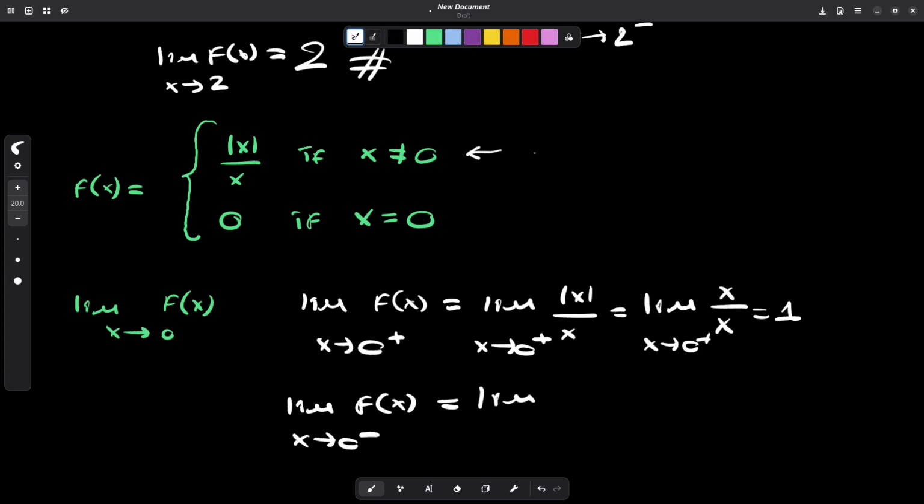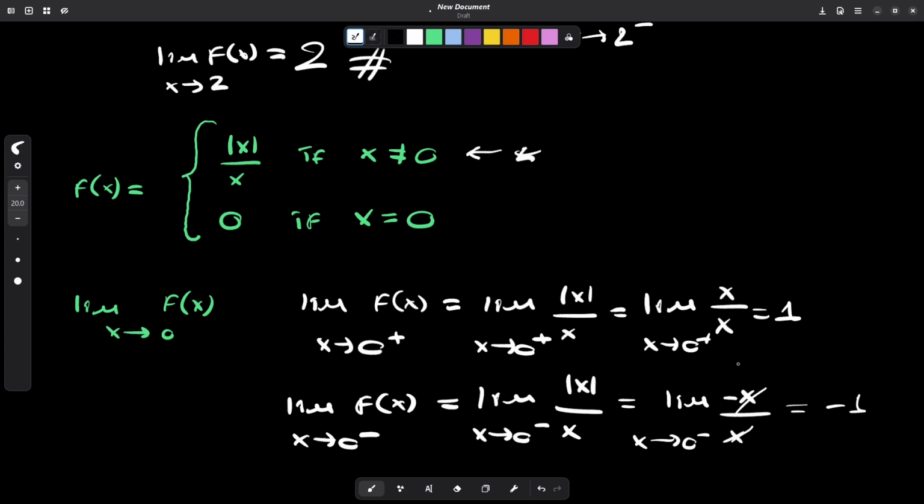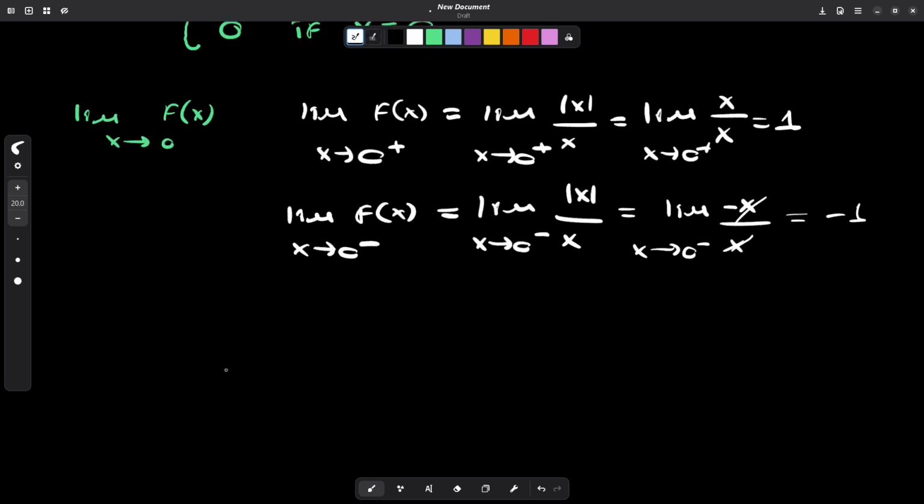What about the limit of f(x) as x approaches 0 from the left side? Again, I'm not equal to 0. I have to use this rule. Absolute value of x over x as x approaches 0 from the left side. Left side of 0 is negative. This absolute value comes out as negative x over x as x approaches 0 from the left. This limit is negative 1. These two limits are not equal. Because of this, we will say the limit of f(x) as x approaches 0 does not exist.